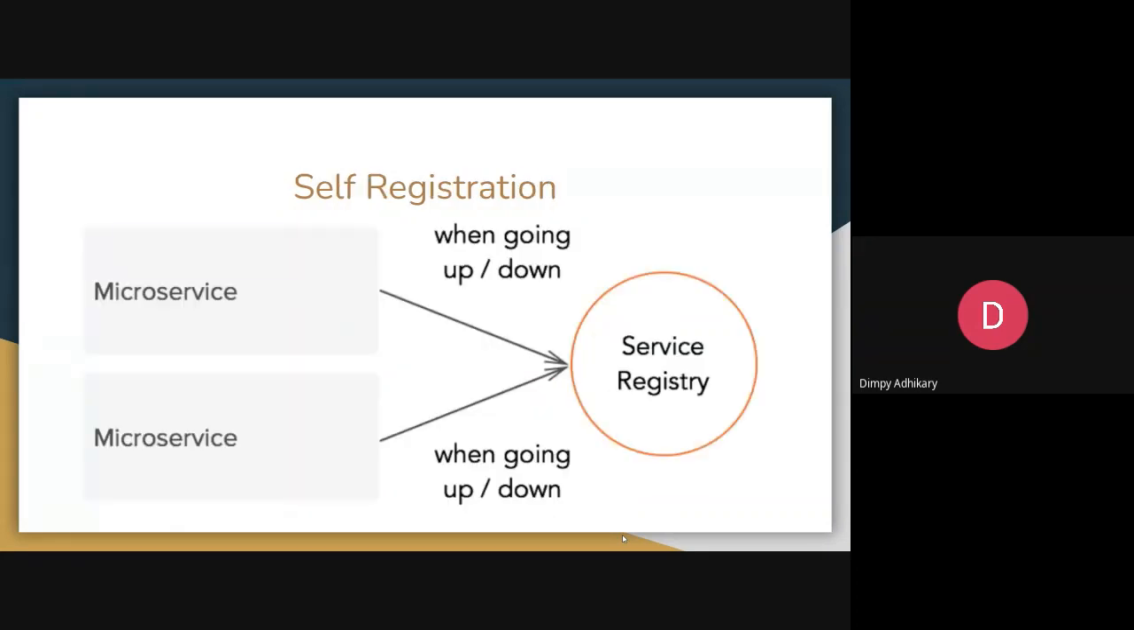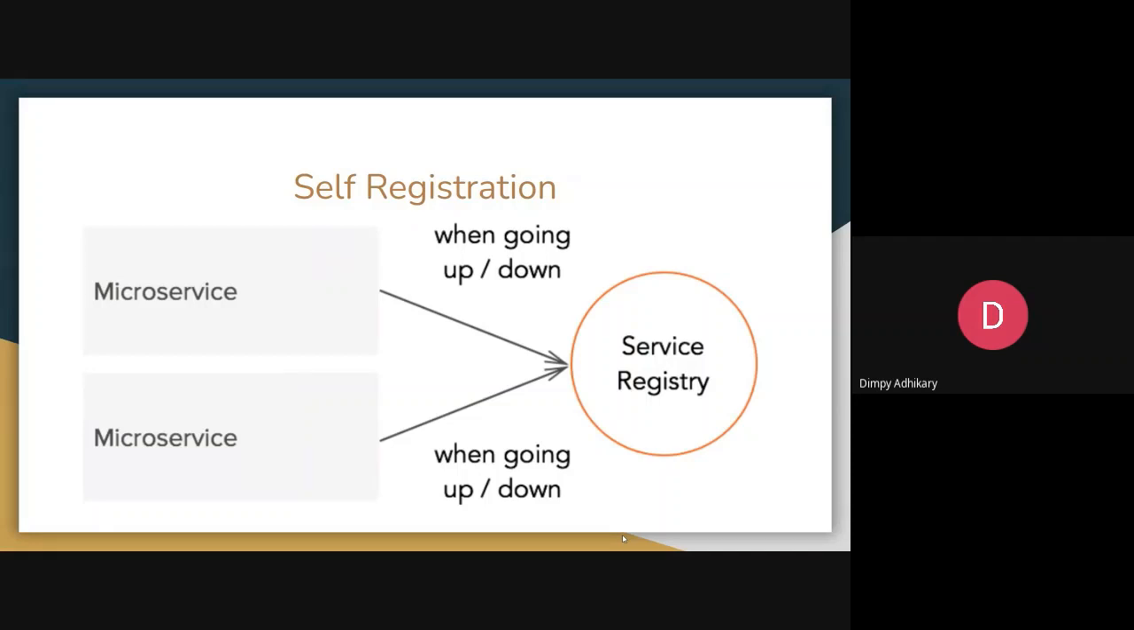Now there are two ways we can do service registration. One is self registration and one is third party registration. So let's understand these two types one by one, right? So what is self registration basically? Self registration is where microservices are responsible for registering themselves to the service registry.